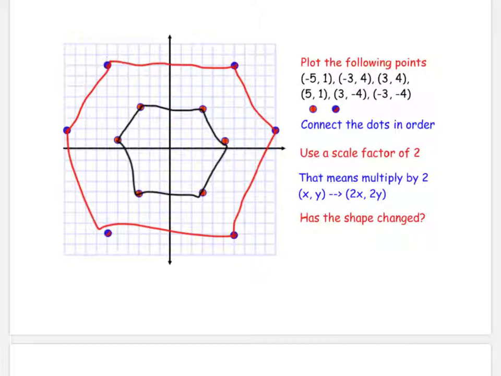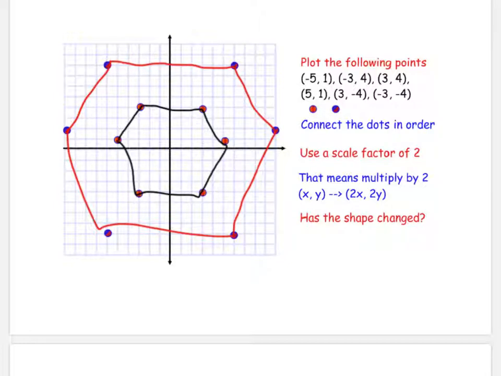So sometimes with a dilation, you're going to be given points. So the points are what are there in black, and that's what is graphed there in black. And I connected the dots in order. Then it says use a scale factor of 2, and it gives you the coordinate notation. All points start off x, y, and then it says 2x, then 2y, which means that I'm making it 2 times as large. So I'm taking each point and I'm multiplying it by the scale factor of 2.